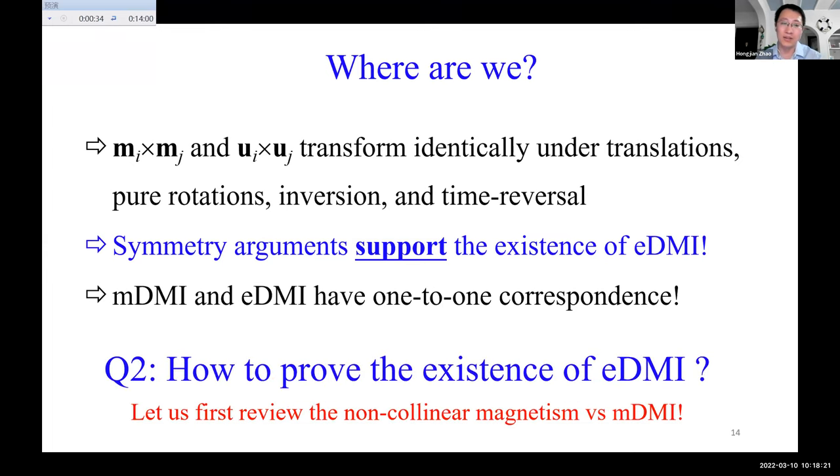Then another question comes: how to prove the existence of the electric DMI? Here we will show the basic spirit. For this, the basic procedures we are thinking, and how we arrive at the conclusion that the electric DMI does indeed exist. Let us first review some nonlinear magnetism.